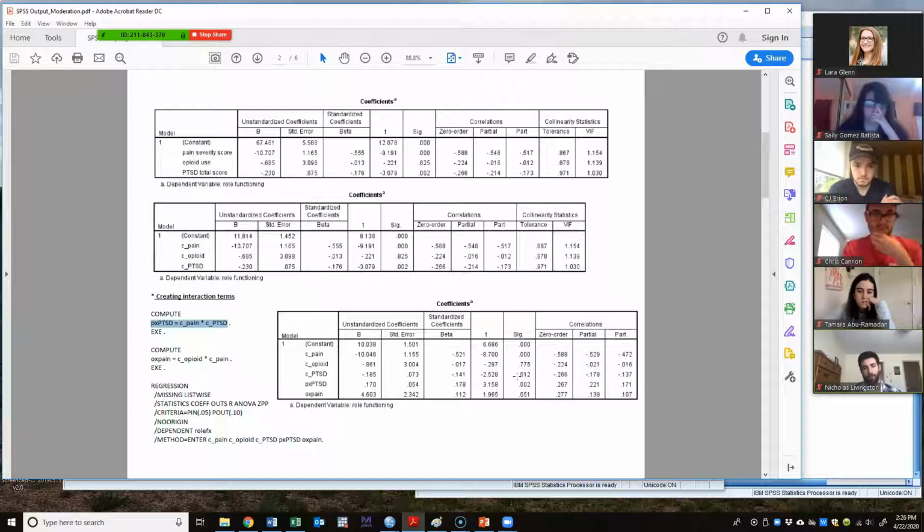Chris C., could we do that? We talk about opiate use for high and low levels of pain? Yeah, sure. Yeah, we could, right? We could. But looking at this, what might be kind of tricky in terms of talking about the conditional effect of opiate use on functioning at high and low levels of pain?